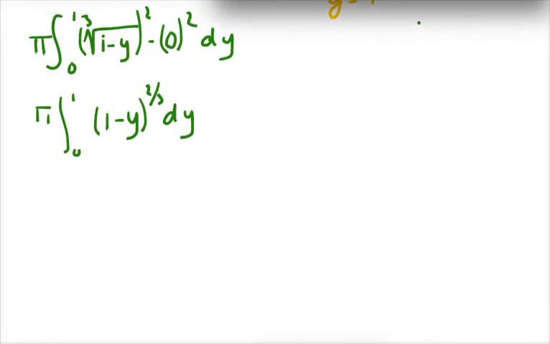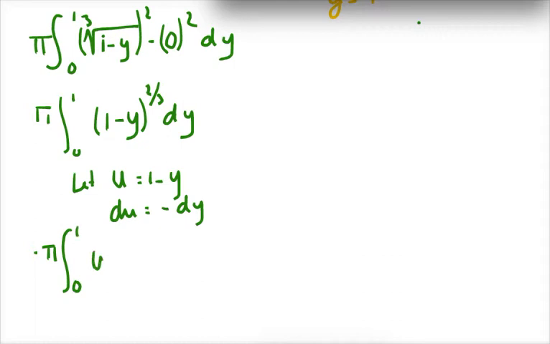Okie dokie, so now I've got to use u substitution. So I'm going to let u equal 1 minus y. du is minus dy. So I'm going to substitute. And of course I put the minus sign out front.